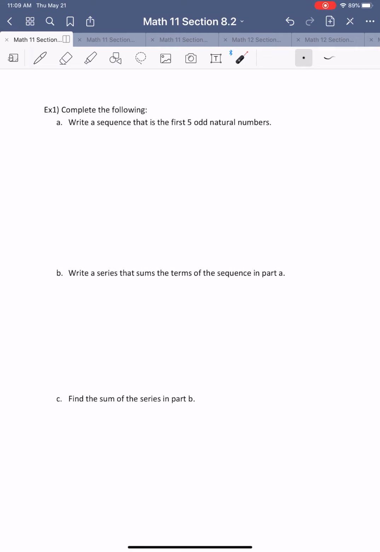So complete the following. Write the sequence of the first five odd natural numbers. These numbers start from one, right? So 1, 3, 5, 7, 9. And then B, write the series, which means you add them up. And then what will be the sum? Add them up, you get 25.